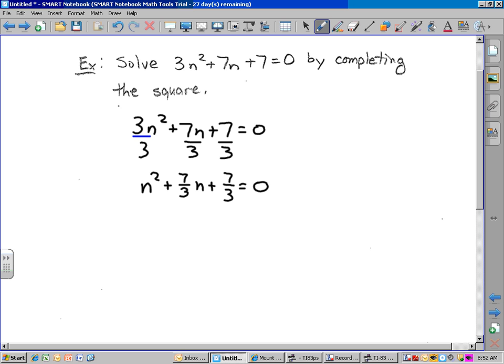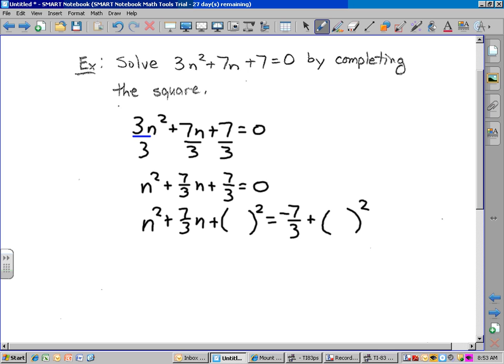Okay, once we have the squared term to be a plain squared term, we are now going to move the number component over to the opposite side, and replace it with a quantity squared. So we're going to subtract the 7/3 over. If we put a quantity squared on the left side, we must balance it out with a quantity squared on the right side. And this is where the completing of the square happens.